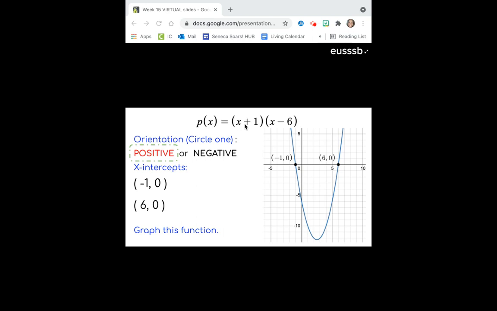So since this first factor said x plus 1, what that told us is we were going to have an x-intercept on our graph at -1. And then since the second factor says x minus 6, that tells us that we're going to have an x-intercept at +6. Okay, so if you've got any questions, let me know.